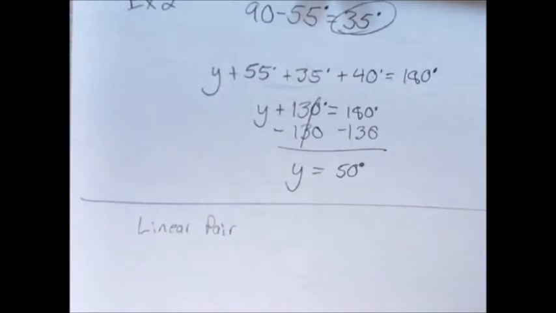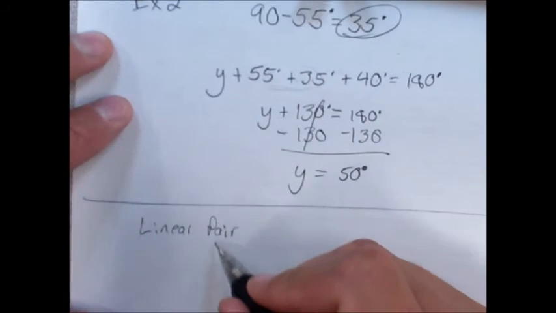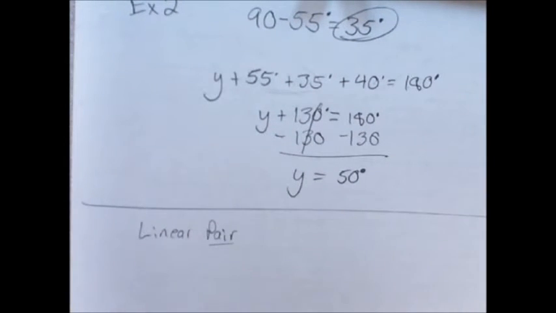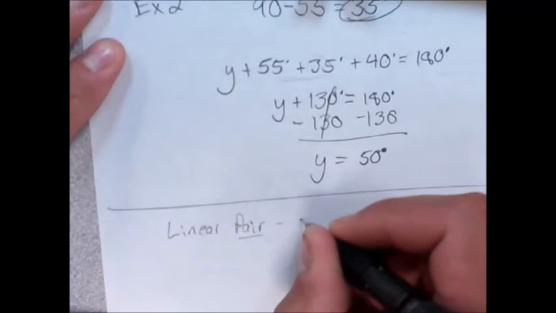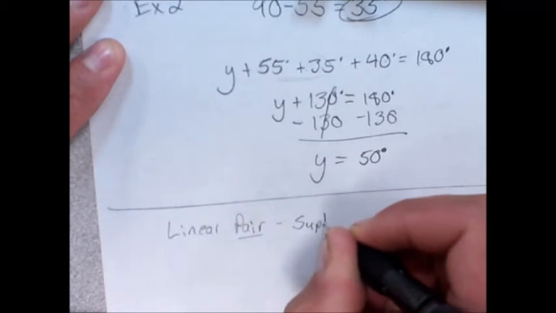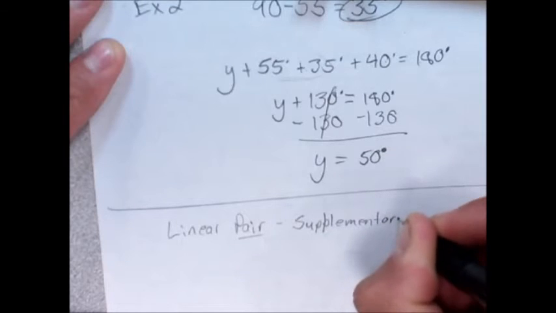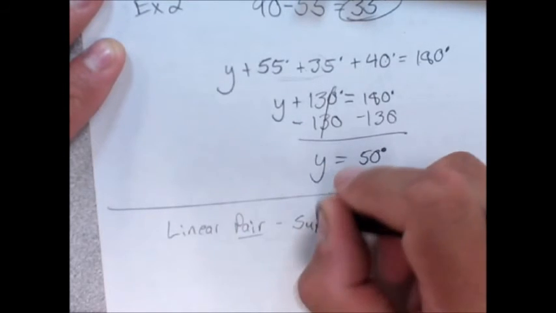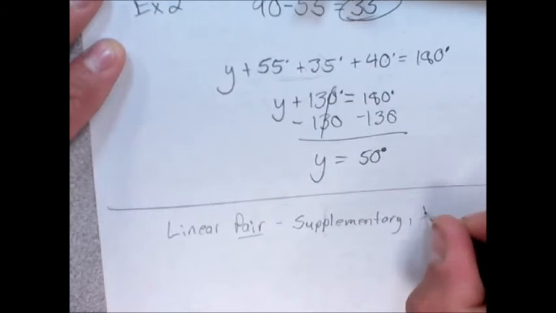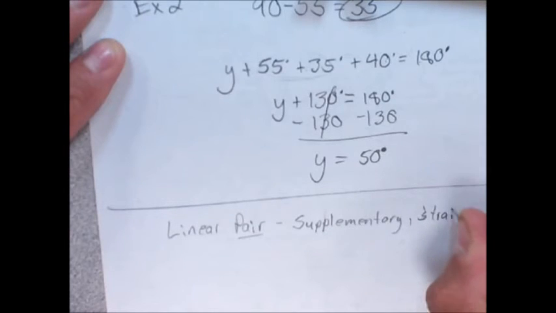A linear pair of angles, because the word pair means two, right? A linear pair are two angles that are supplementary. So here we go. Linear pair. They are supplementary. They are a straight angle. This is why I'm saying that this is repetitive.